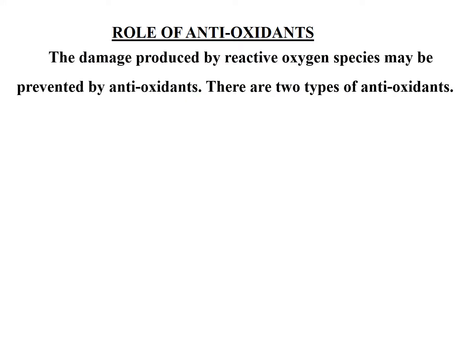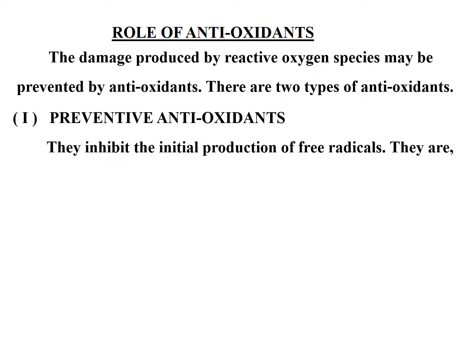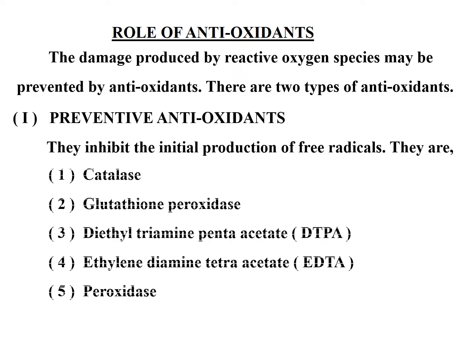The first one includes preventive antioxidants. So we all know that the damage produced by reactive oxygen species, or free radicals, however it may be called, is quite well documented. There are two types of antioxidants which play a role in the progression of this disease. One is called preventive antioxidant. Simply put, they inhibit the initial production of free radicals itself. They include a list of all these.